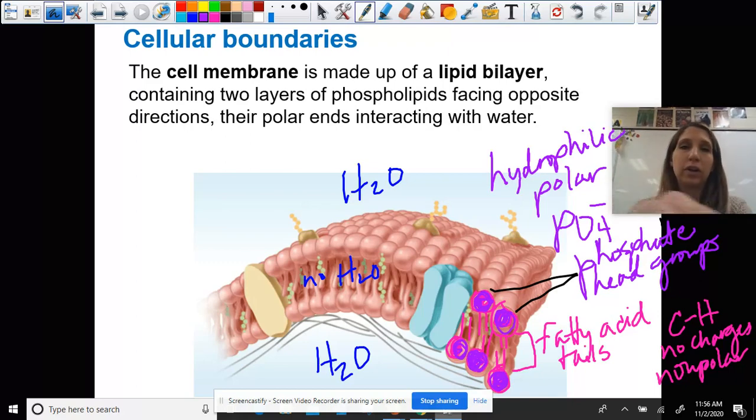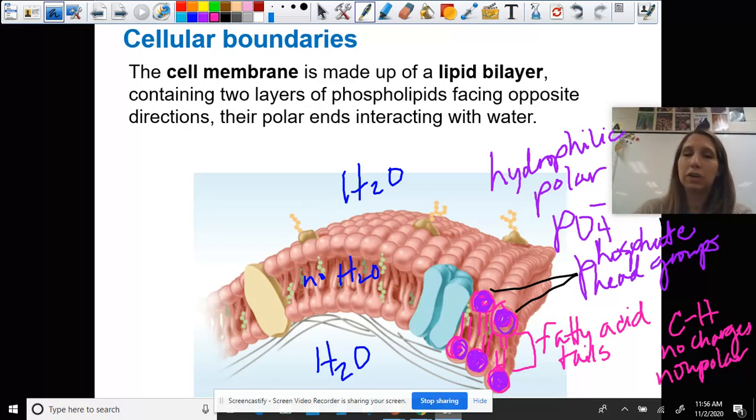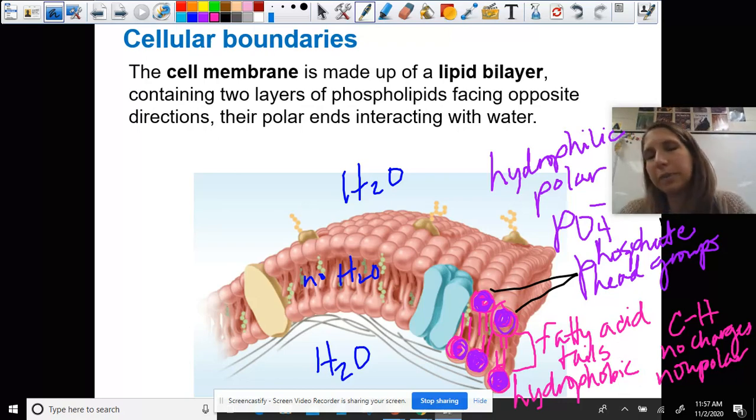On the other hand, fatty acids, because they don't like water, because they're nonpolar and they lack charges, we call these guys hydrophobic, which means they have a phobia of water. They're actually afraid of being around water, and that's exactly why they flip, so that they've got their fatty acid tails facing the interior of this membrane.